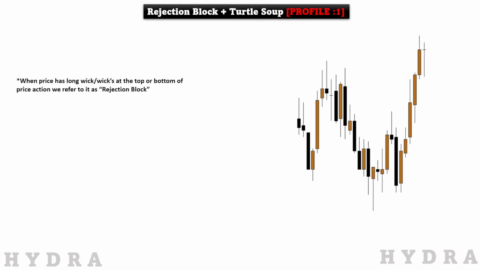So now let's start. So what is a rejection block? When price has long wick or wicks at the top or bottom of price action, we refer to it as a rejection block. Okay, so these are rejection blocks because these are long wicks and price is getting support from these levels.